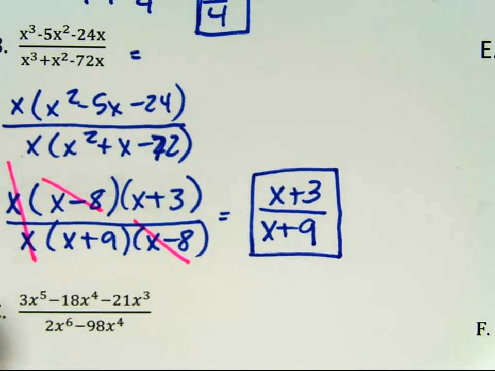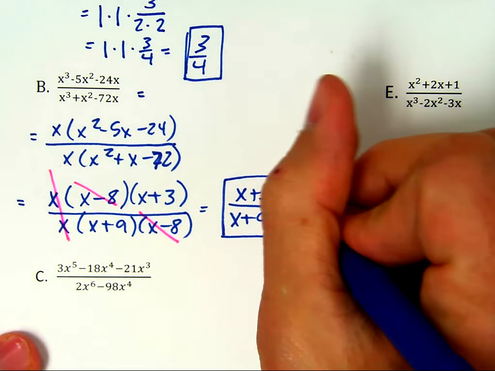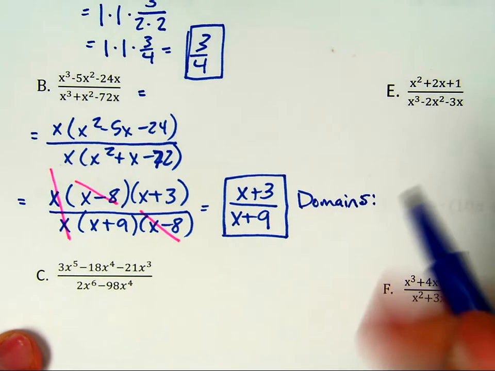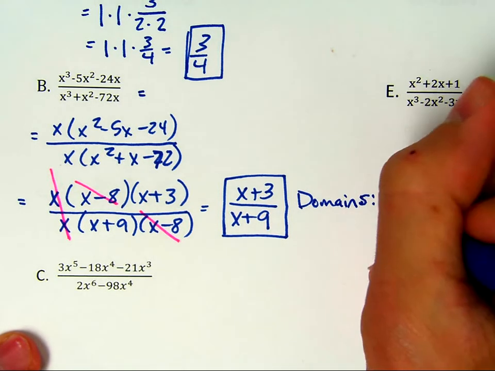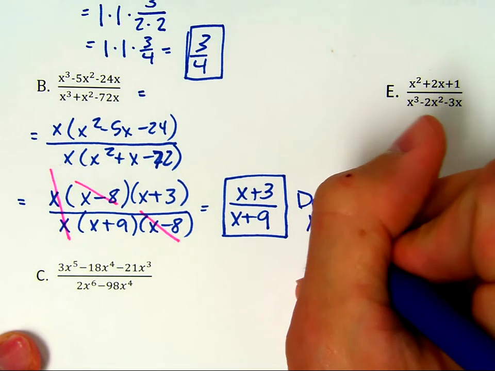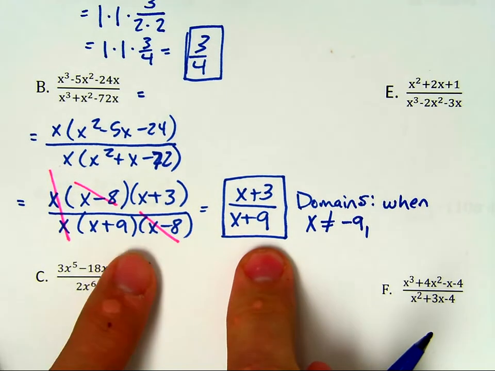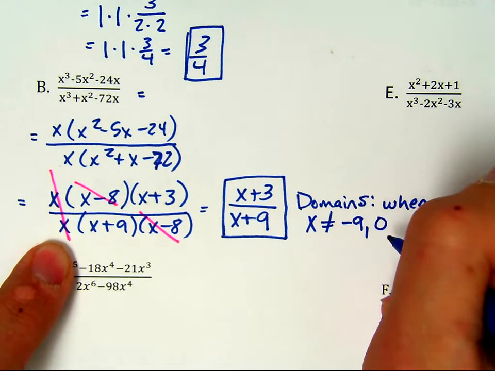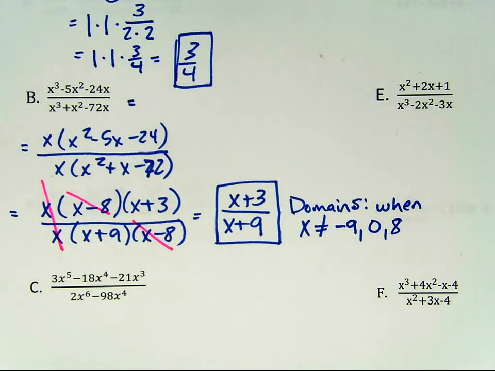But one of the things that we always want to include when we talk about simplifying rational expressions is the domain and what its restrictions are. When we have fractions, remember we talked about how you can never have a denominator of 0. So this is our simplified fraction only when x does not equal -9. But we also have to include the values that we canceled out. For instance, x can't be 0 because that would make this a 0, and it also can't be 8. So our solution is x plus 3 over x plus 9 when x does not equal -9, 0, and 8.